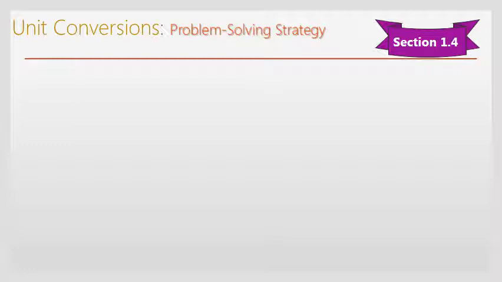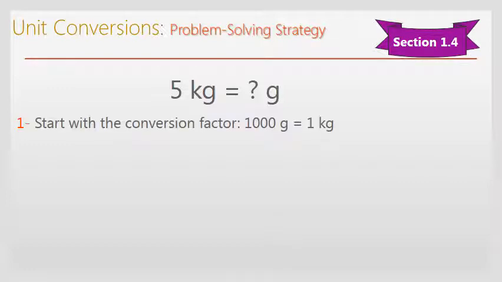Regarding the conversion of units, we're going to follow a very simple solving strategy. If we have 5 kilograms of mass wanted to be converted to grams, how can we do that? Step 1, we'll start by recalling the conversion factor, which says 1000 gram equals 1 kilogram.